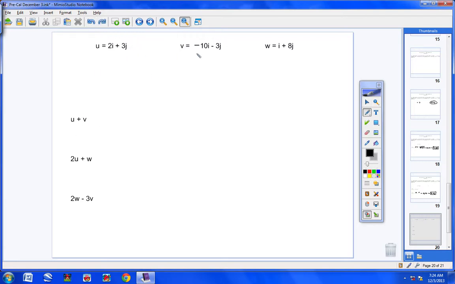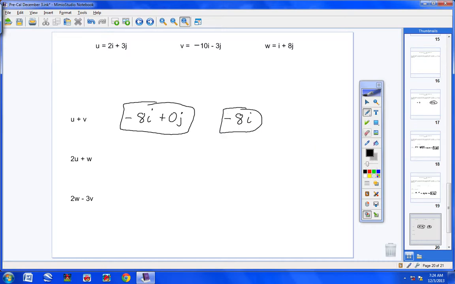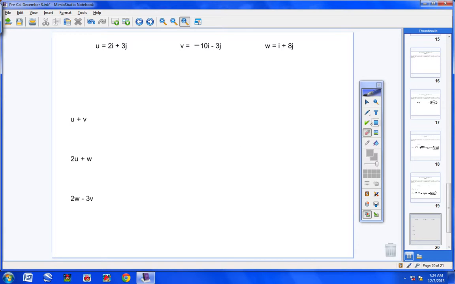So you add your i's together, 2i and -10. That gives you -8i, and then add your j's together, 3j minus 3j, that would give you a 0j. And there's your answer. You added 2 vectors together. Now, if you don't want to write the 0j, you're more than welcome to just write negative 8i for your answer. That's fine. No problem with that whatsoever. Okay?